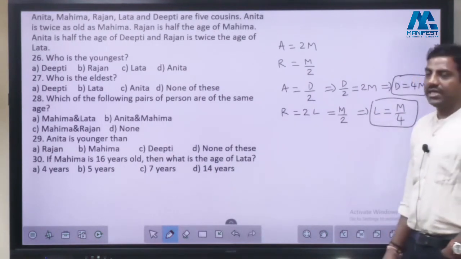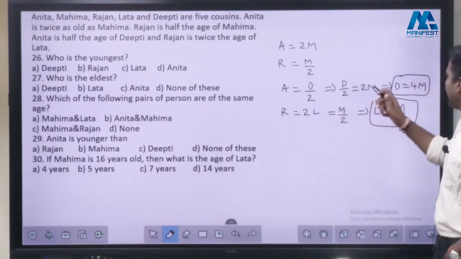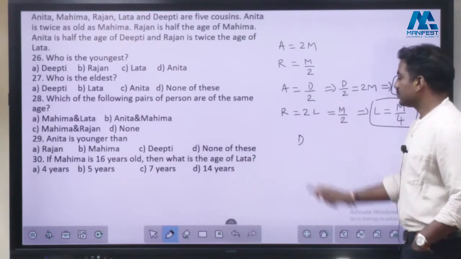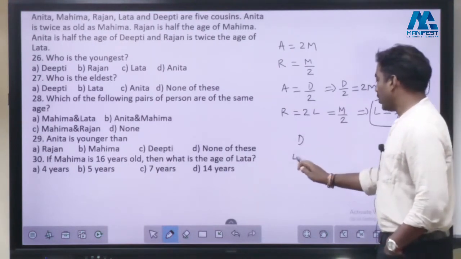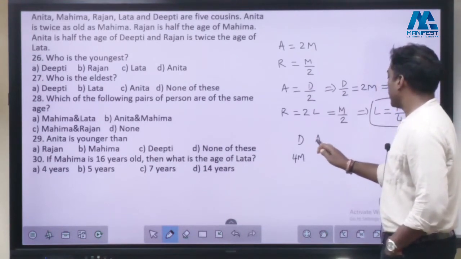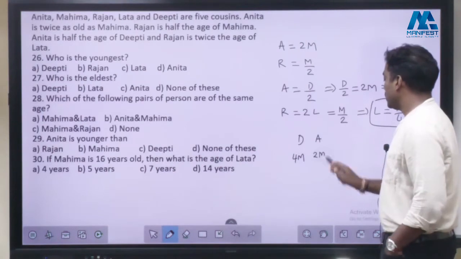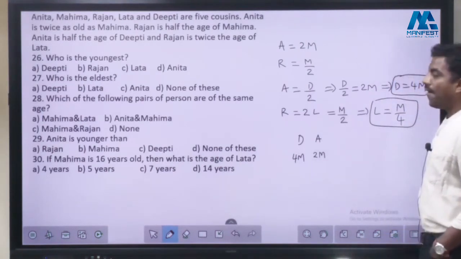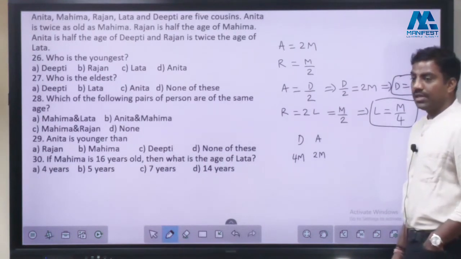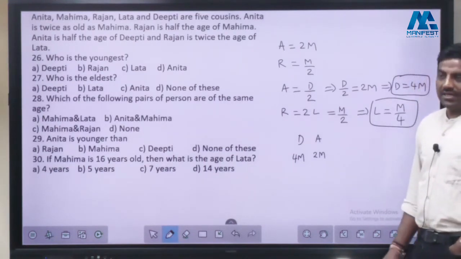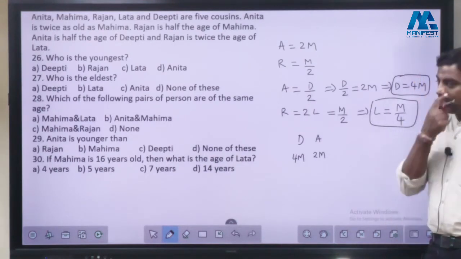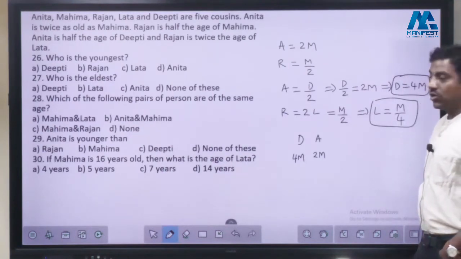Okay, either you arrange in decreasing order or increasing order. So first I'll take D is equal to 4m, no? Then I'll take A is equal to 2m. Then what? R is equal to m by 2. We have missed one more person here. R is equal to m by 2, then L is equal to m by 4.